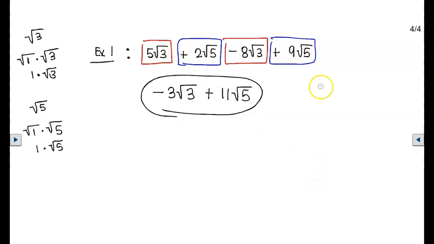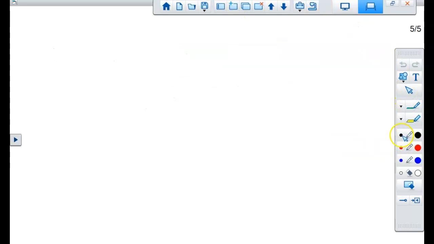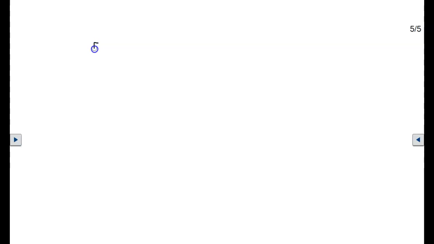So go through and try to simplify the radicals. In this case, they won't. And then combine the like terms. All right, now let's look at an example where you do have to simplify.